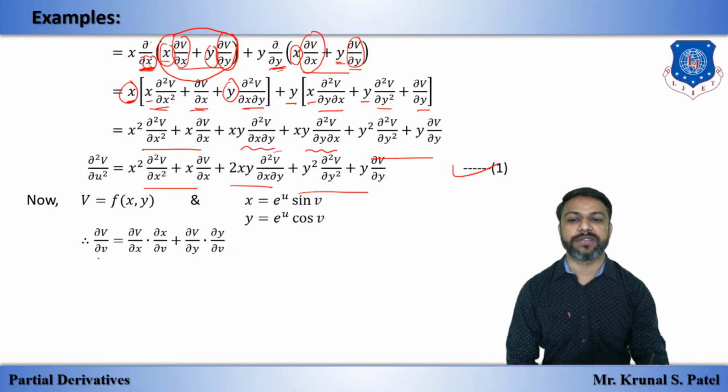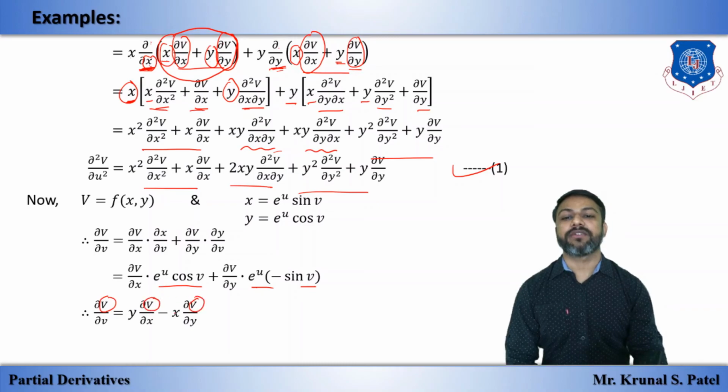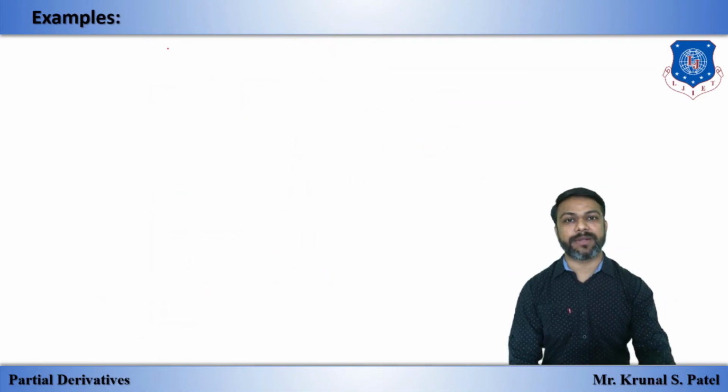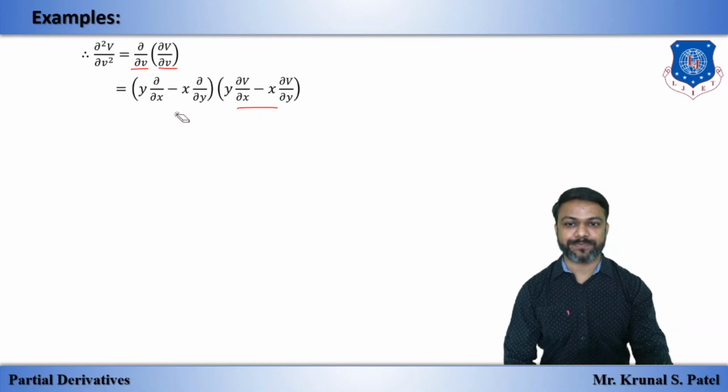In the same way we will find del square V by del v square. But for that, first we differentiate with respect to v one time, and we will get this. Now this is our y and this is our minus x. By removing this V, we get this similar expression, and to find del square V by del v square, you have to make clear which is capital V and which is small v. We can use del by del v of del capital V by del small v. We have these two values from the previous step.